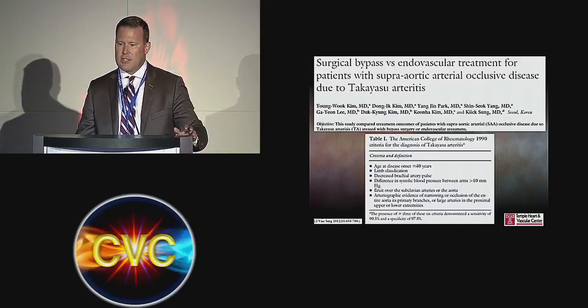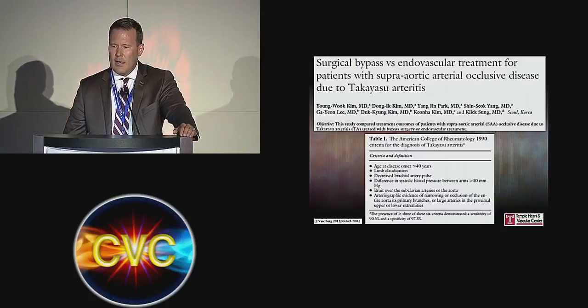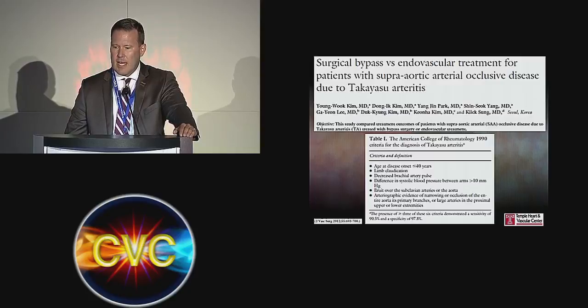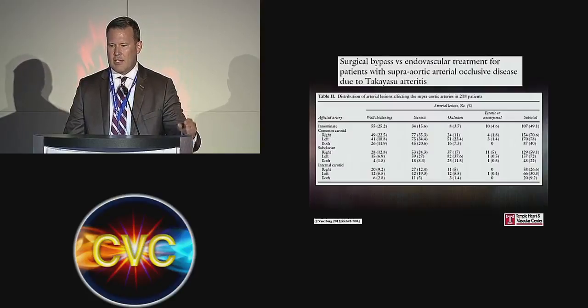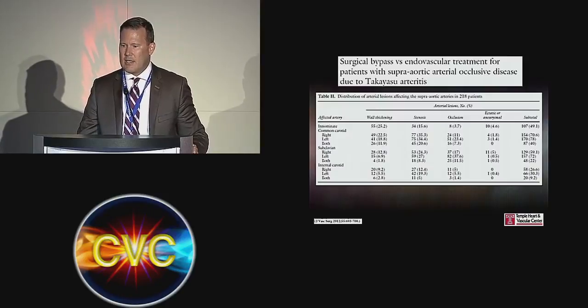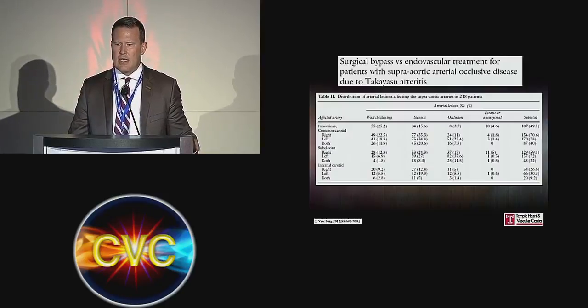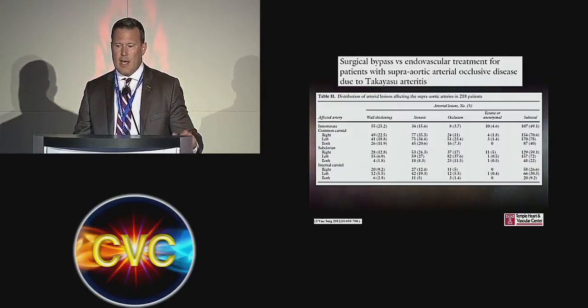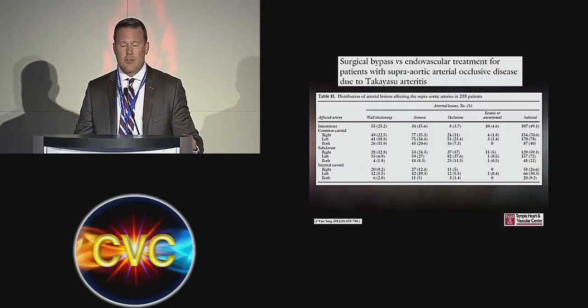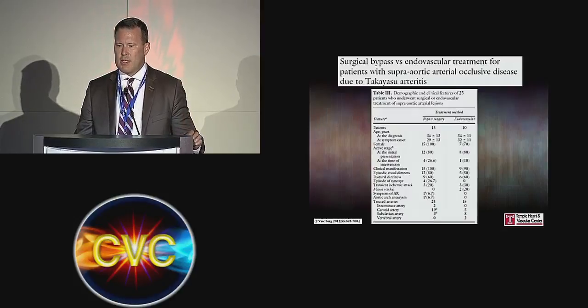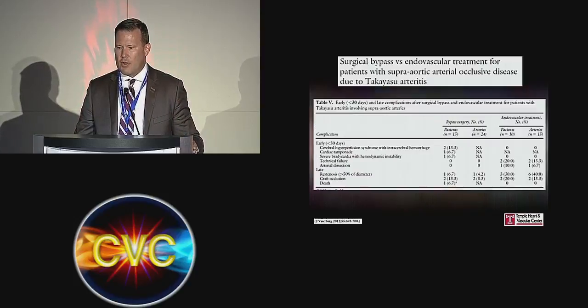And here's a study out of Korea with a subset of patients that had Takayasu's arteritis by the classification, and they treated 218 patients, and you could see it ranged anywhere from the innominate, common carotid, subclavian, and internal carotid with a host of different presentations. And you could look at the results of 15 patients treated surgically versus 10 patients treated endovascularly, and there was a very even distribution for demographics.